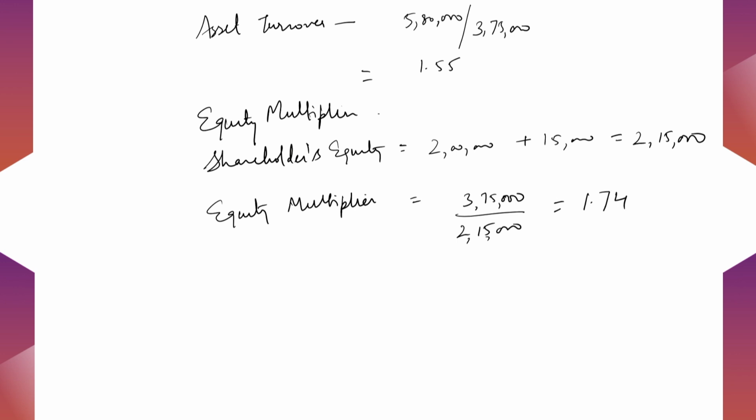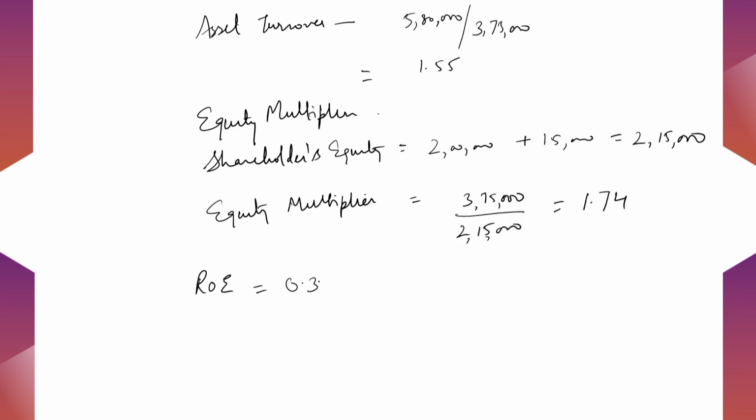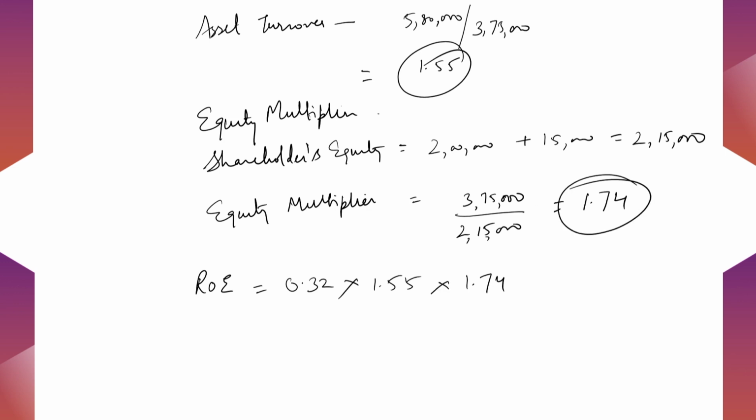So after computing all the three components, we can calculate the ROE, which is going to be the multiplication of the three components. One is 0.32 into 1.55 into 1.74. So we will be calculating ROE here, which will become 86.33%. Going to the next company, that is Q Limited.